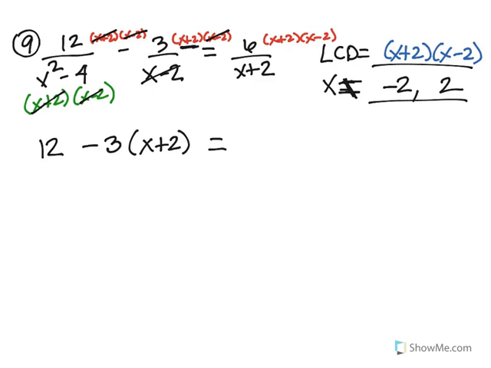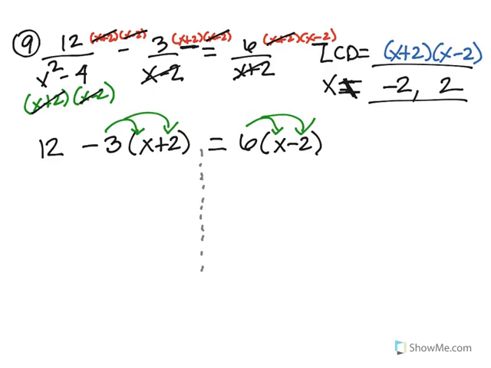Equals, on the last one, the x plus 2 cancels. So I'm left with 6 times x minus 2. Do y'all see that? And we talked about this. So that's how you would clear out when you have denominators of a binomial. So we're going to just solve it like a regular equation. We're going to do our distributive property. Watch your signs. And that would give us 12 minus 3x minus 6 equals 6x minus 12.